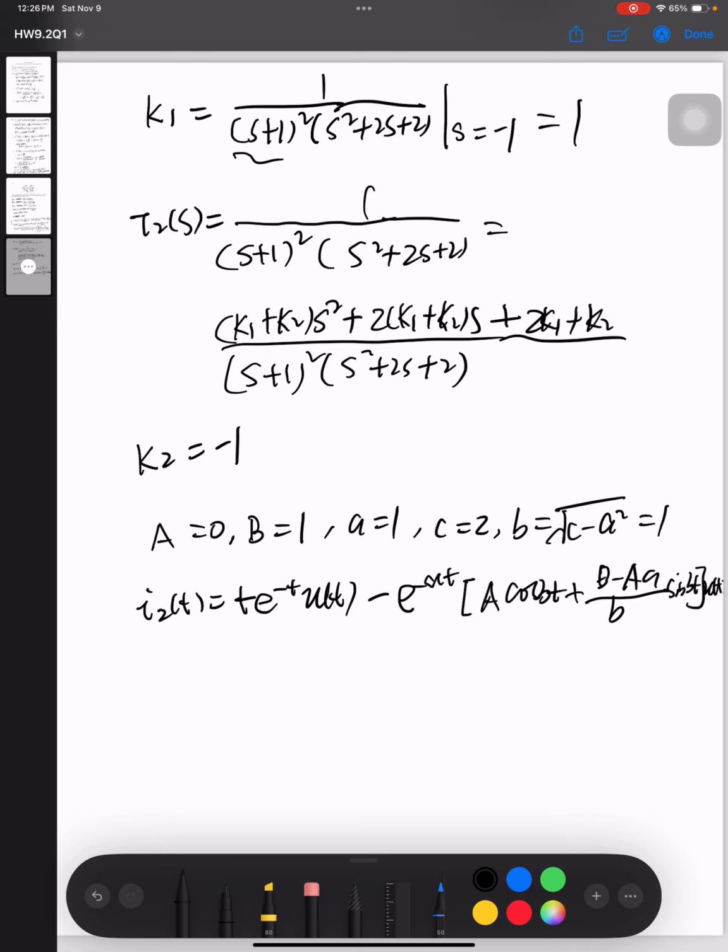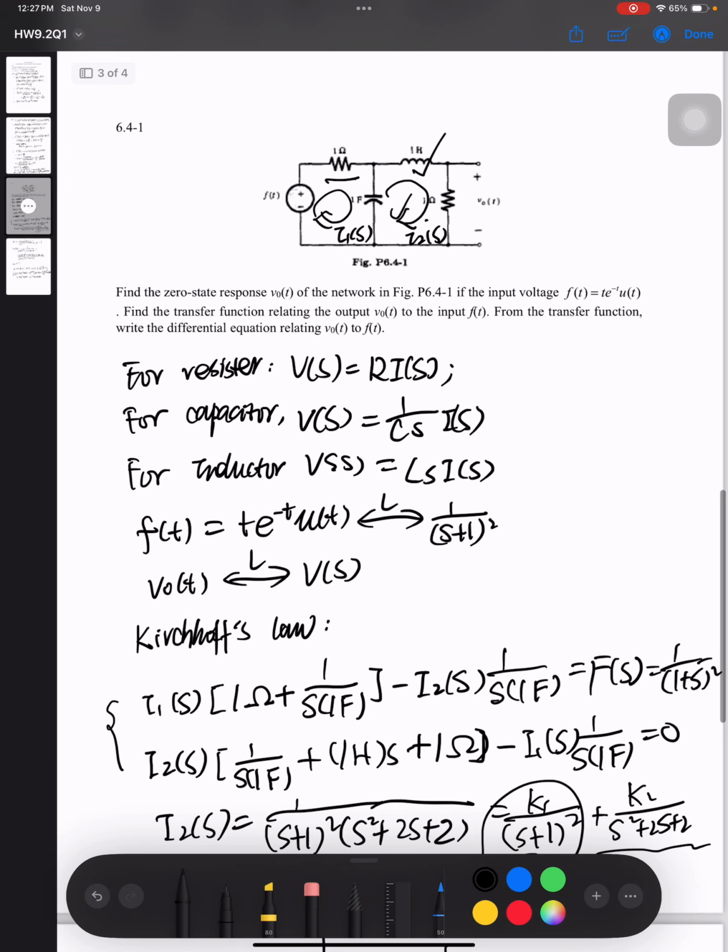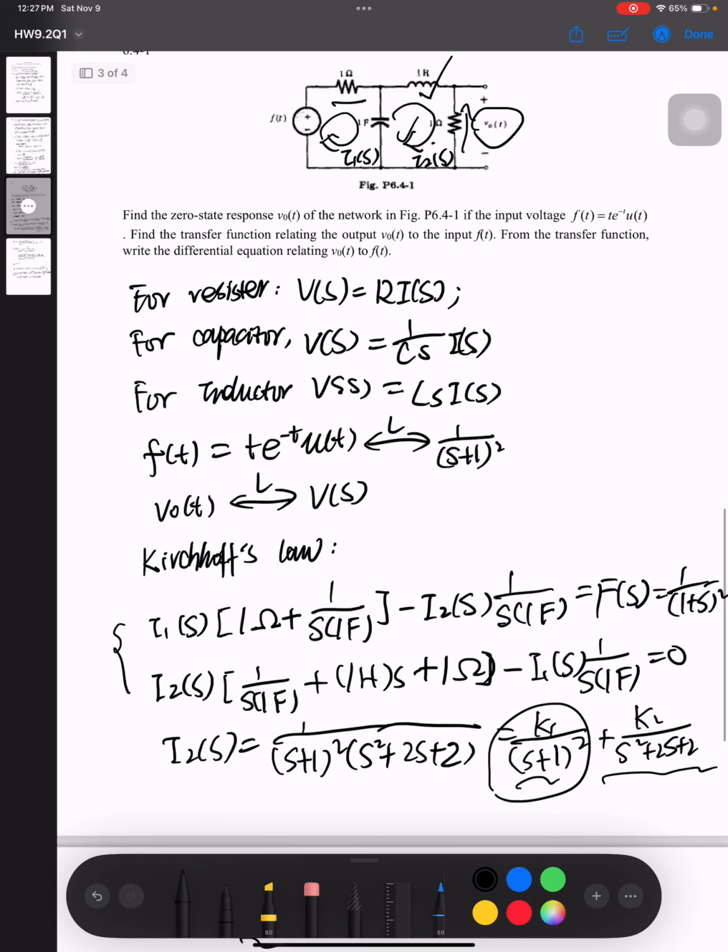So A, B, we just bring all this in here. Eventually we get the final equation, t e^(-t) u(t) minus e^(-t) sine t u(t). So now we already know i2(t), which means the current right here. Now we can get v0(t) equals i2(t) times 1 ohm.